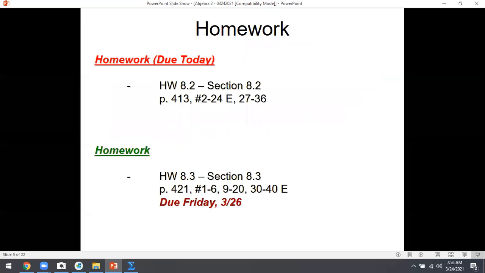8.2 is due today. And of course, you've got the new one here, 8.3. That is going to be due on the normal day, Friday, 2 days. You've got tomorrow to work on it.